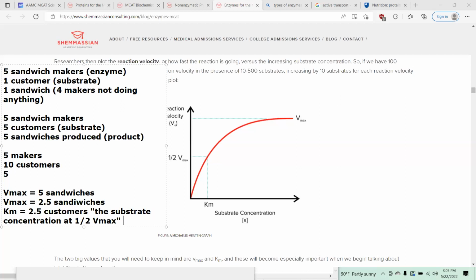So, any questions about this analogy? Five sandwiches produced? Oh, five sandwiches produced, not ten. Okay. Yeah, does this make sense?